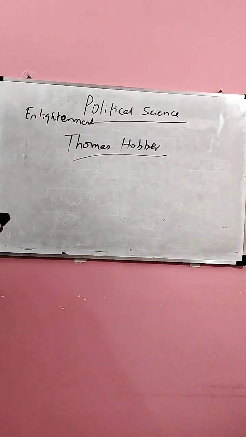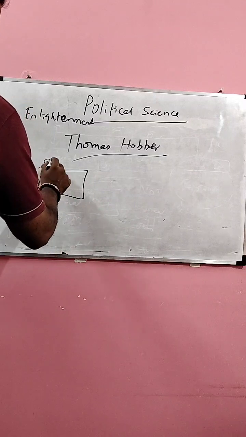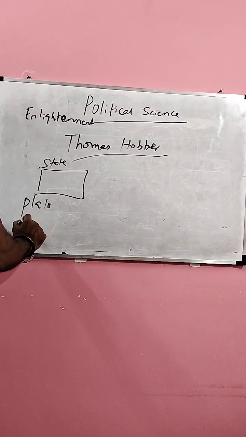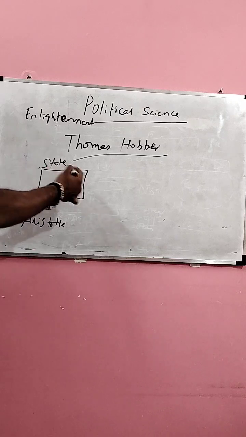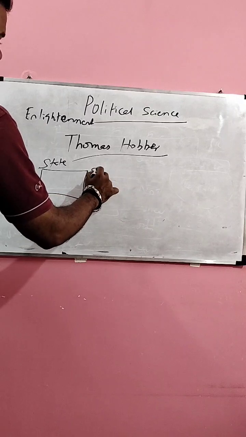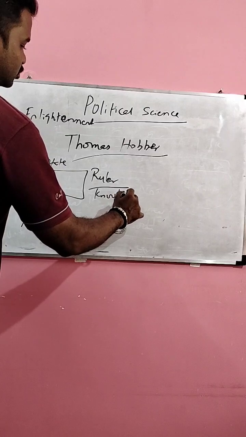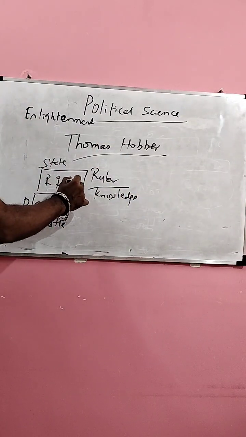Before Thomas Hobbes, political philosophy and political theory was giving more importance to the state. We already discussed this. Plato and Aristotle were giving ultimate importance to the state. They wanted the state to be ruled properly. They supported a philosophical ruler who has knowledge. A knowledgeable ruler should rule the state, and individuals are supposed to perform duties within the state.